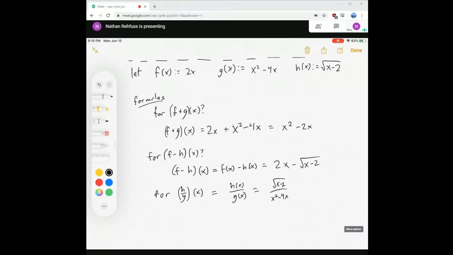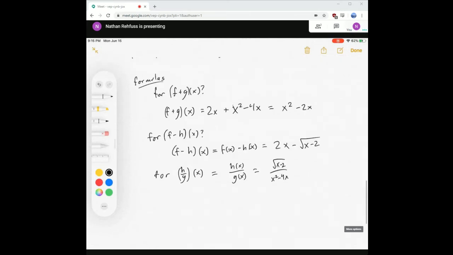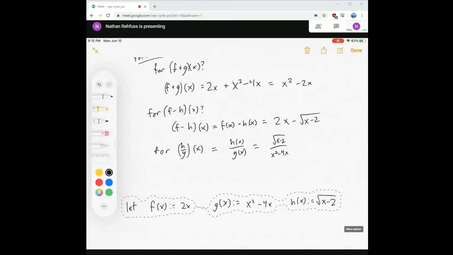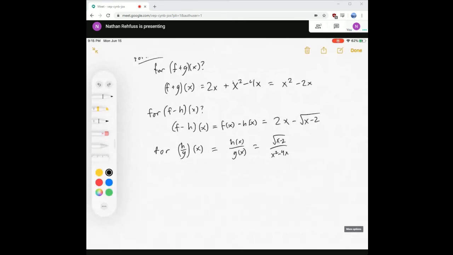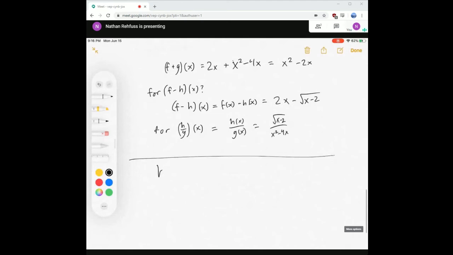So evaluating is really pretty easy. Making formulas is really pretty easy. The only thing that's going to give us a little bit of pause is how to find the domain of the new function. How do we find the domain of the new function?